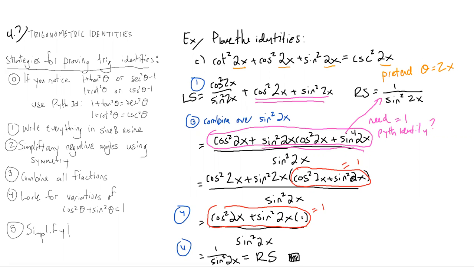So you might do things that are not totally helpful at first, but you can always just try to focus on what it is that you're trying to get at the end of the day, like what you want this thing to look like. I knew I needed a 1 on the top for these things to be equal. So I needed to look for ways to use this Pythagorean identity to mash it down to a 1 somehow.